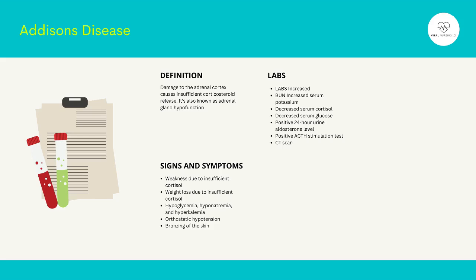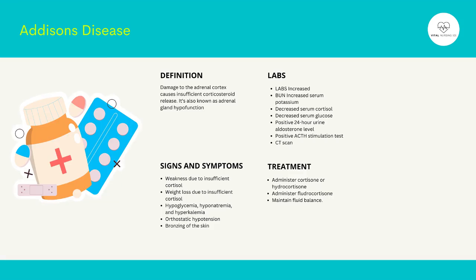Now, let's go over important labs and diagnostics. Labs will reflect the following: increased BUN due to dehydration, increased serum potassium from changes in aldosterone secretion, decreased serum cortisol being secreted from the adrenal cortex, and decreased serum glucose from decreased corticosteroids. Additionally, a positive 24-hour urine aldosterone level due to less aldosterone being secreted, and a positive ACTH stimulation test. ACTH acts on the adrenal cortex to stimulate adrenal hormone secretion. An infusion of ACTH is given, and the test is positive if the infusion fails to raise the cortisol level. Finally, abnormal adrenal glands appear on a CT scan.